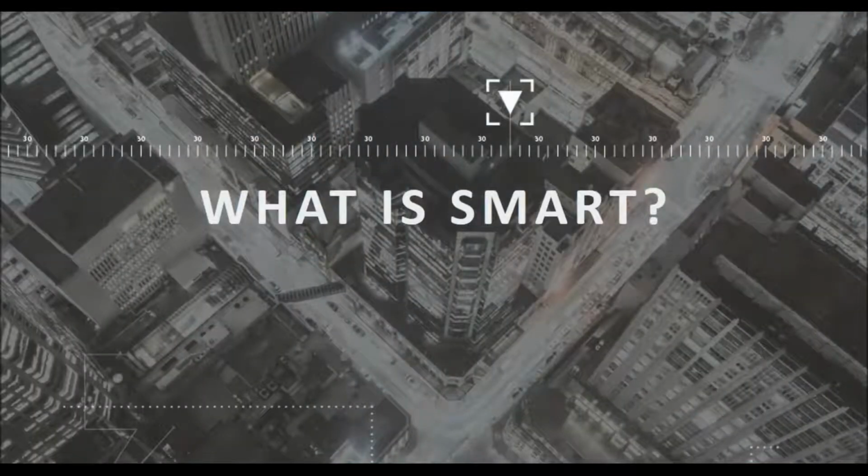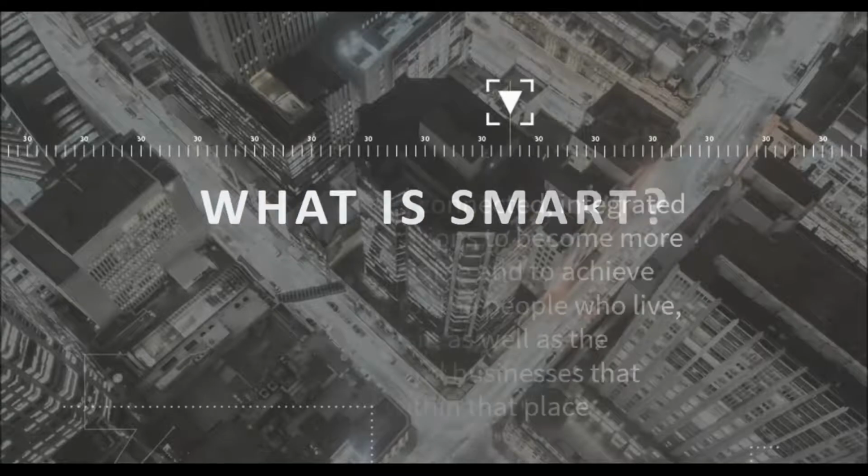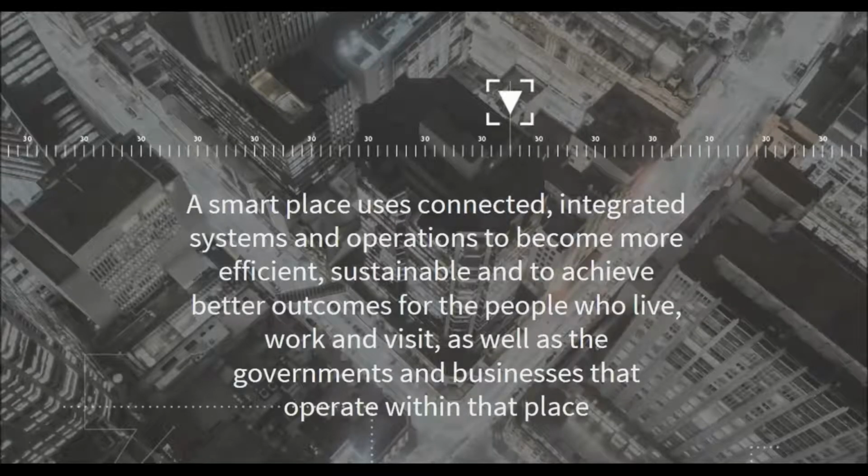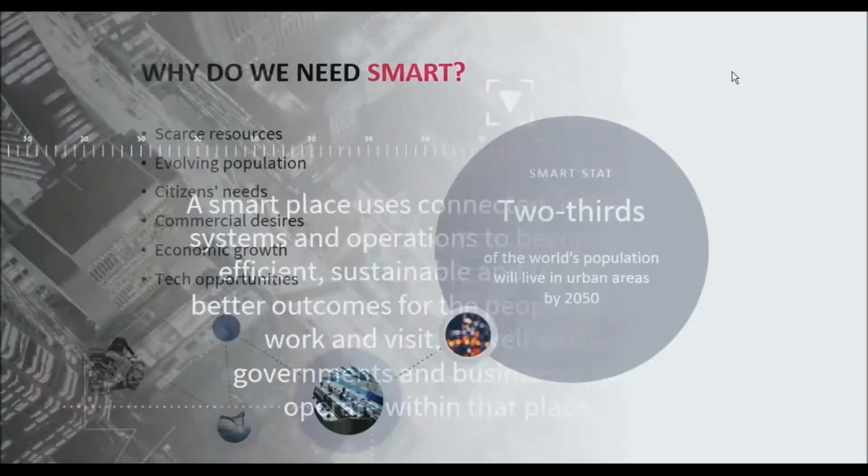So moving into smart cities. What is smart? What does that actually mean? We see a definition here of smart cities, which is really all about connected and integrated systems, data-driven decision-making, supply-demand optimization, with a goal to make the city more efficient, more sustainable, and really to achieve better outcomes for the people who live, work, and visit the city.